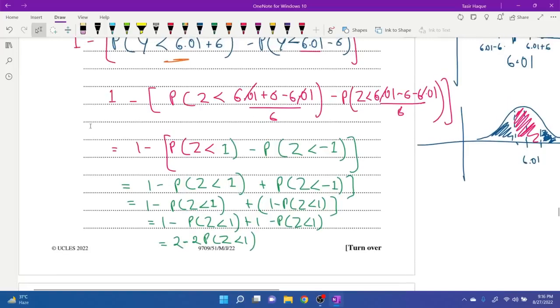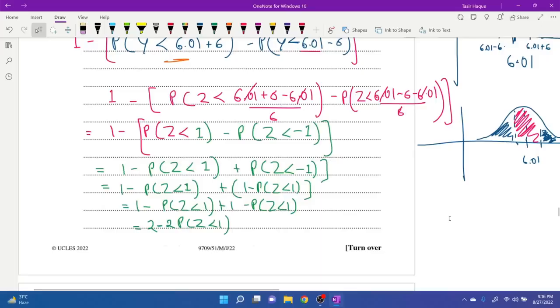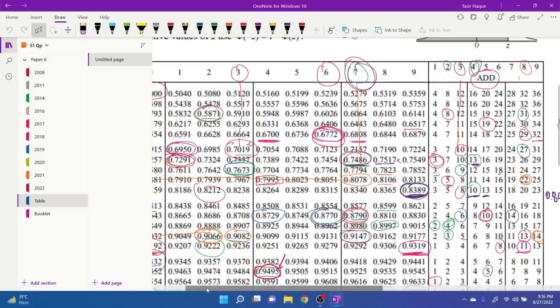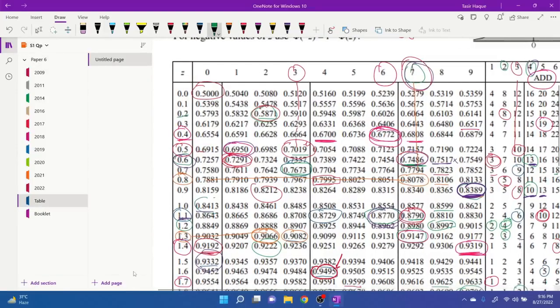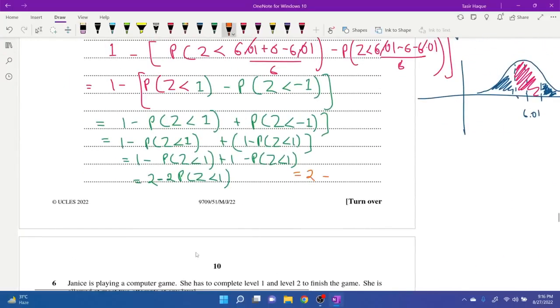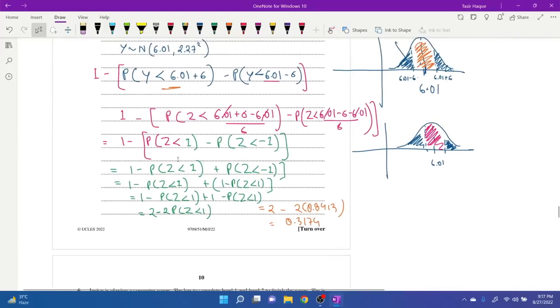Okay, so now what? Basically Z is less than 1. What does that mean? We have the table. So 1 basically means a value of 0.8413. So this is basically 2 minus 2 times 0.8413, which gives us a value of 0.3174.